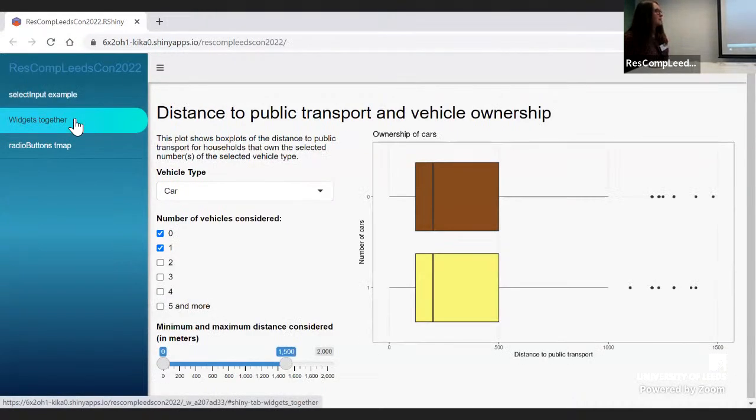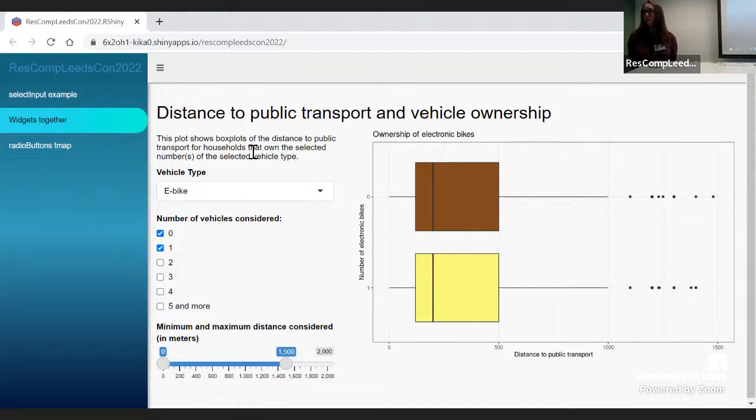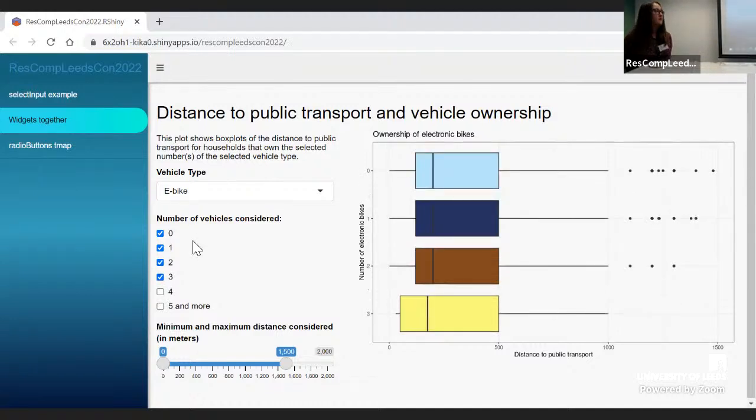The second example shows several widgets working together. So all 3 of these widgets, the select input, checkboxes, and the slider input, react to the same plot. The first one filters which vehicle is there. And the second one is whether the box plots are shown or not. So this question was how many vehicles each household owns of each kind of vehicle. And the third one filters the distance to public transport.